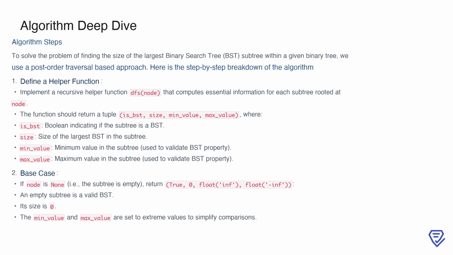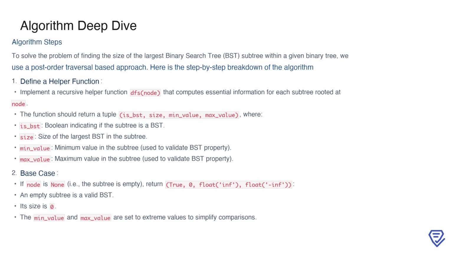To solve the problem of finding the size of the largest binary search tree, or BST, subtree within a given binary tree, we adopt a postorder traversal approach. This means we process the child nodes of a subtree before the parent node itself. The algorithm begins by defining a helper function, DFS(node), which is recursive and computes key information for each subtree rooted at a specific node.